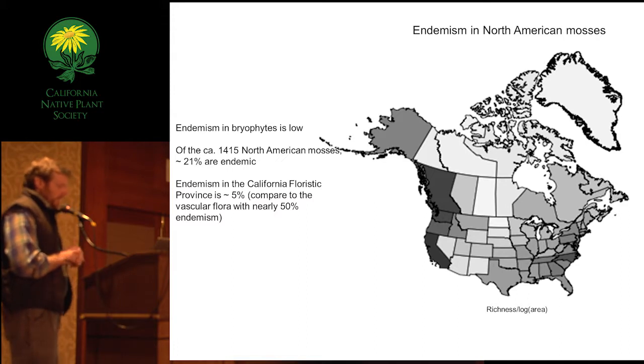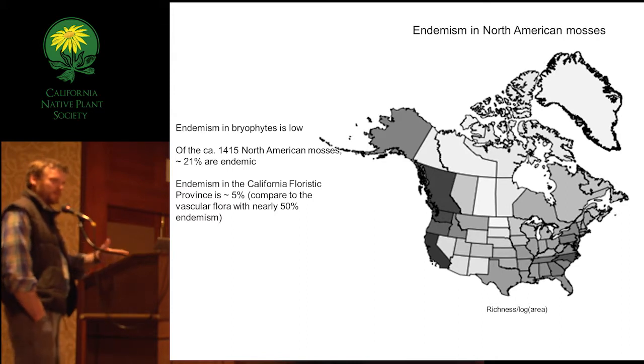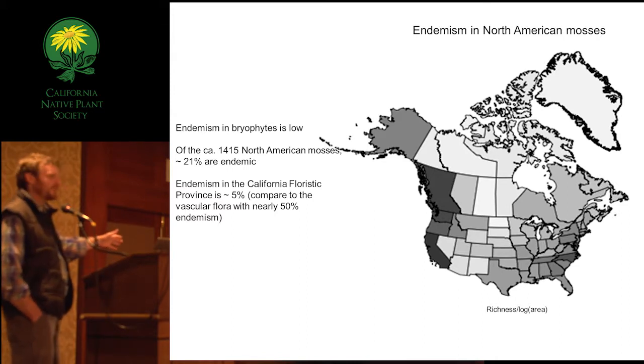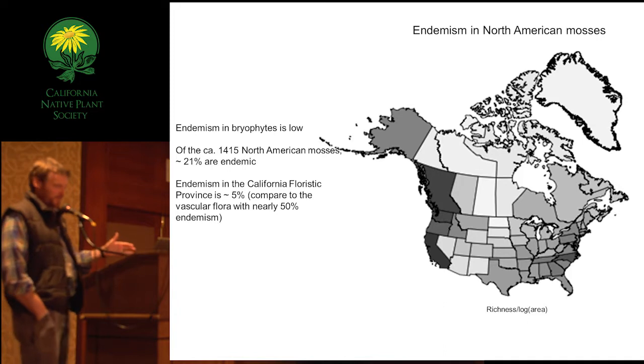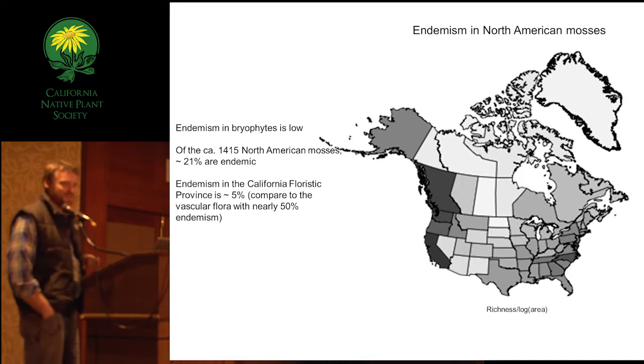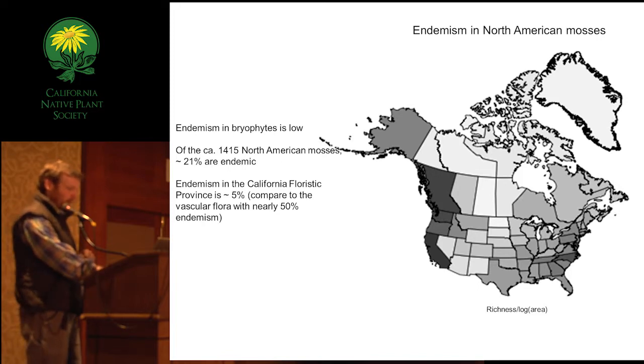And endemism in the California floristic province is even lower. Actually, I can't remember if the vascular flora, that number might be totally wrong. Anybody out there, what's endemism? Is that about right? Okay. Close enough, all right. So anyway, the number for the mosses is right. It's about 5% for them, so much, much lower than for North America as a whole.